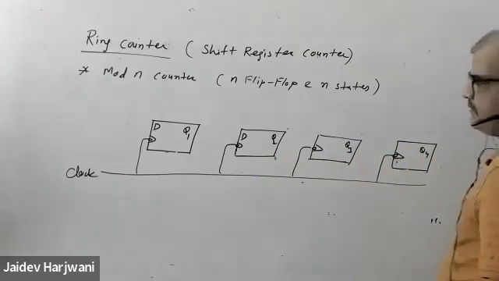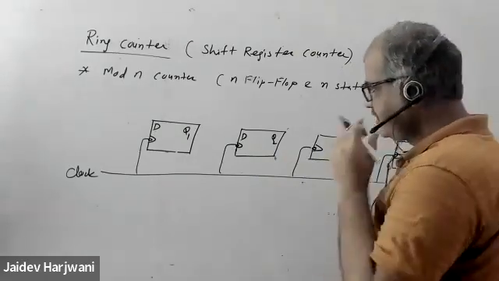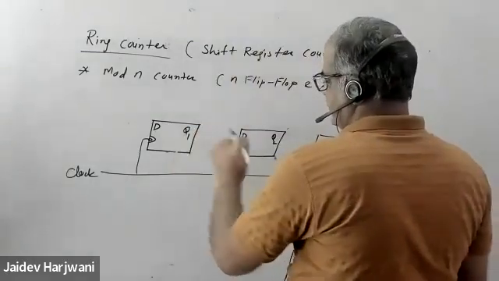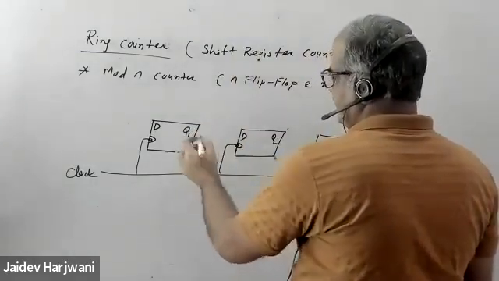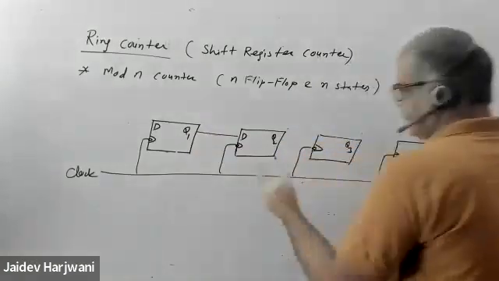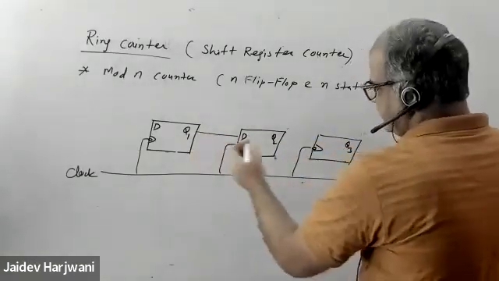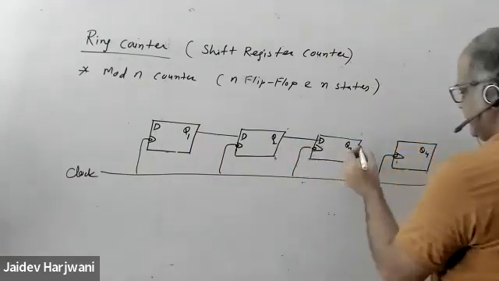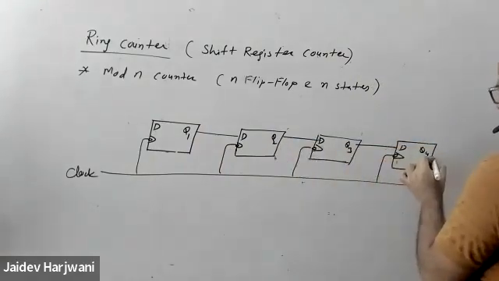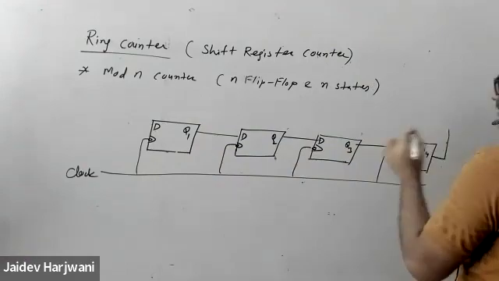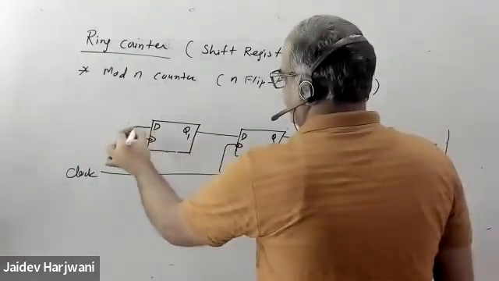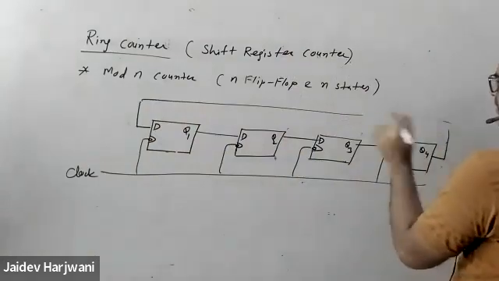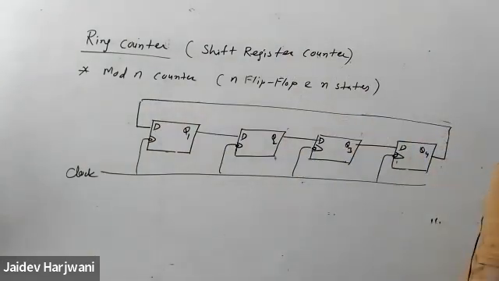Now here, why is this called a ring counter? Because the output of one flip flop becomes the input for the other. It's like a shift, like we have done in the case of the shift register. These are connected, and it is a ring counter because the last one is connected to the first one.